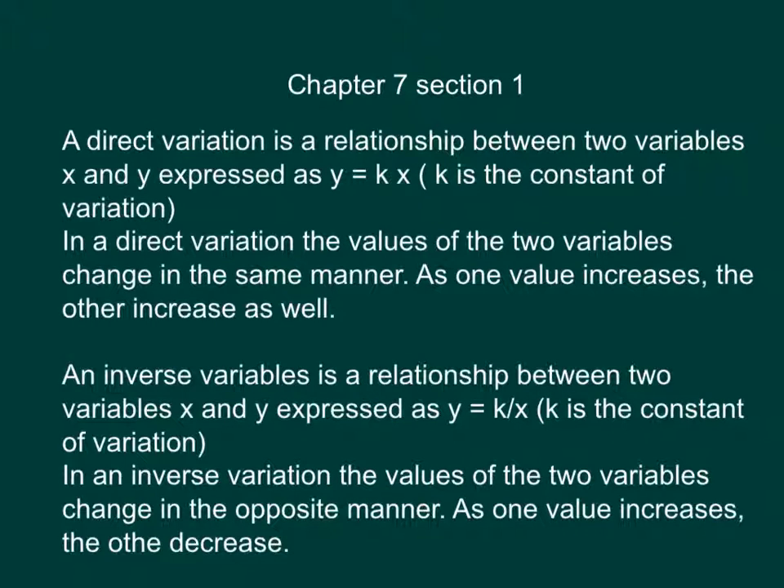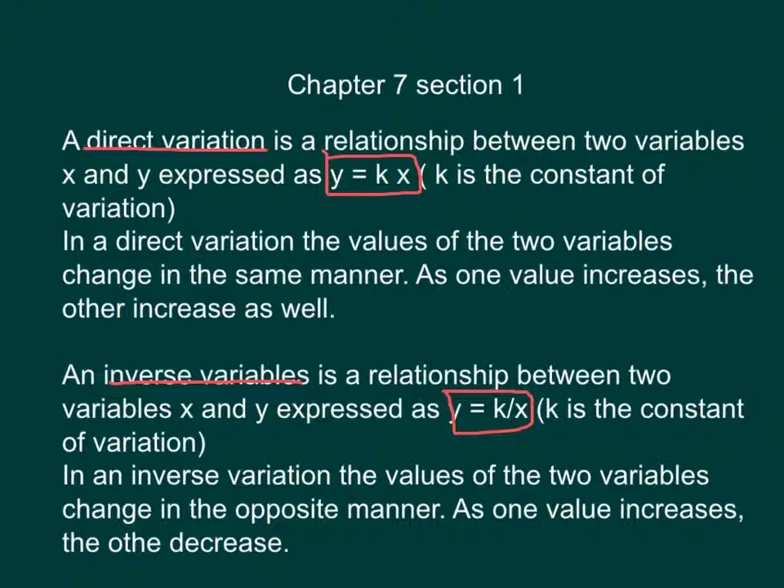Chapter 7, Section 1. I need you to write those two definitions on a piece of paper: a direct variation and an inverse variation. Direct variation is expressed in the form y equals kx. Inverse variation is expressed as y equals k over x.